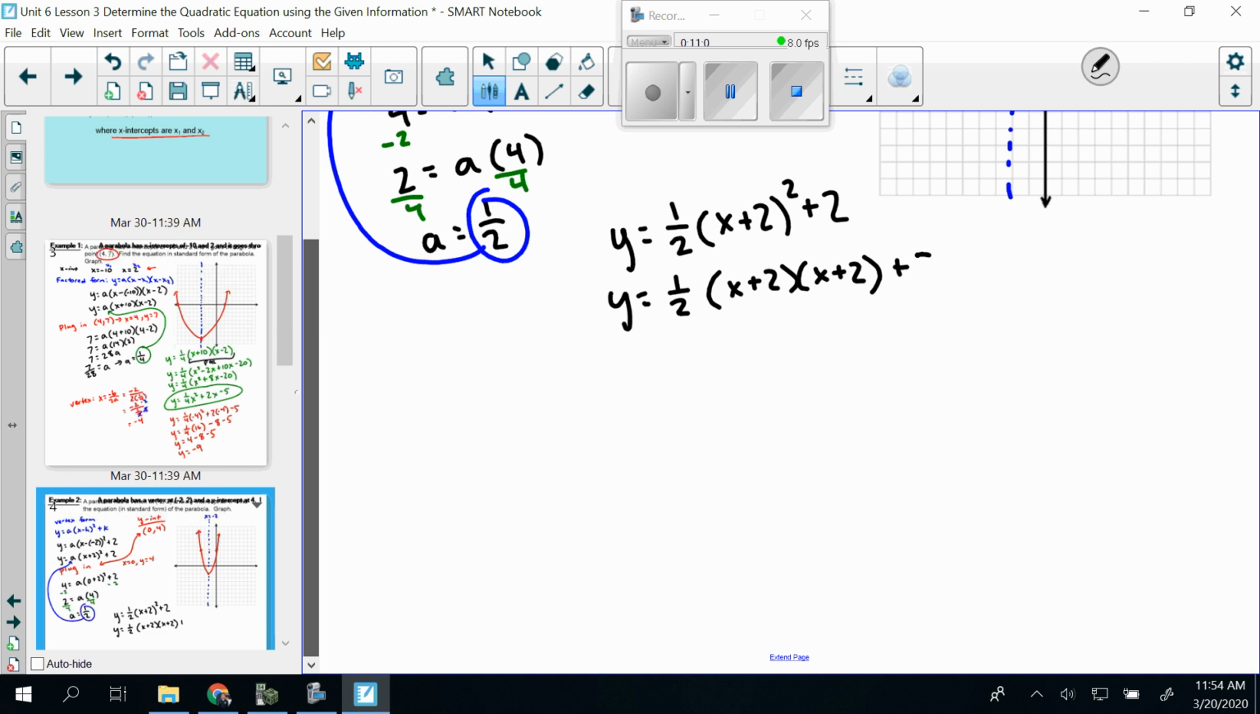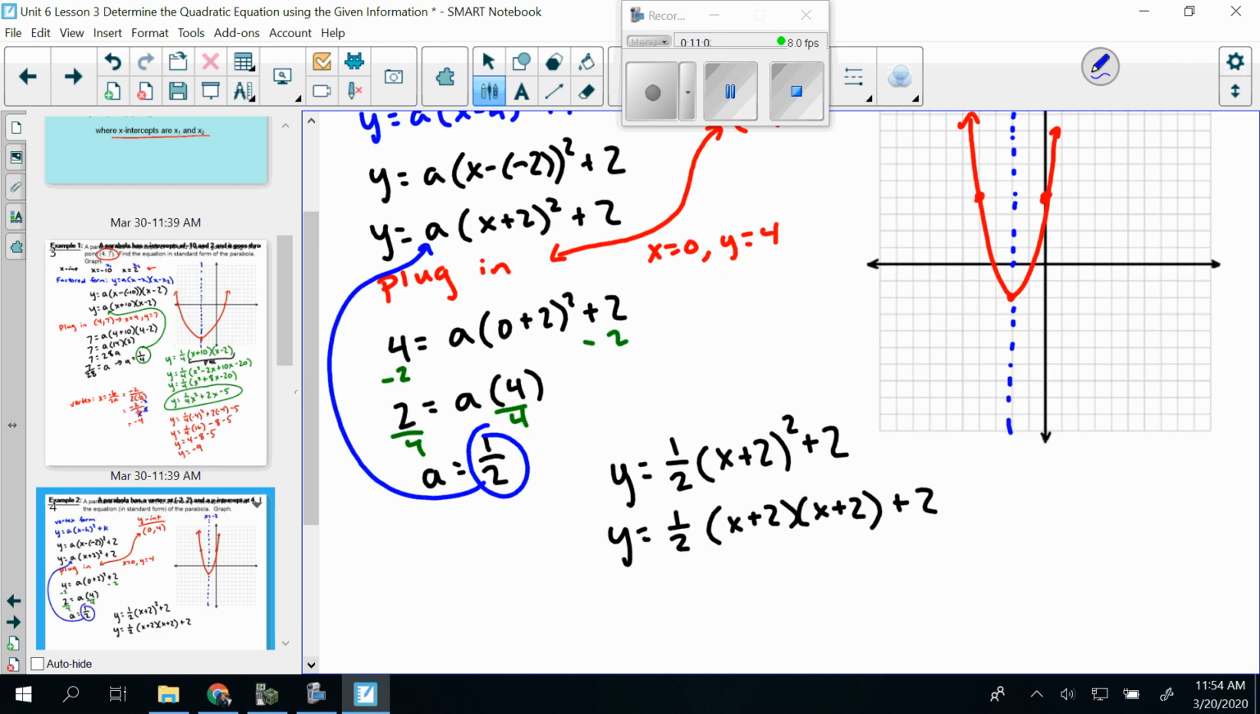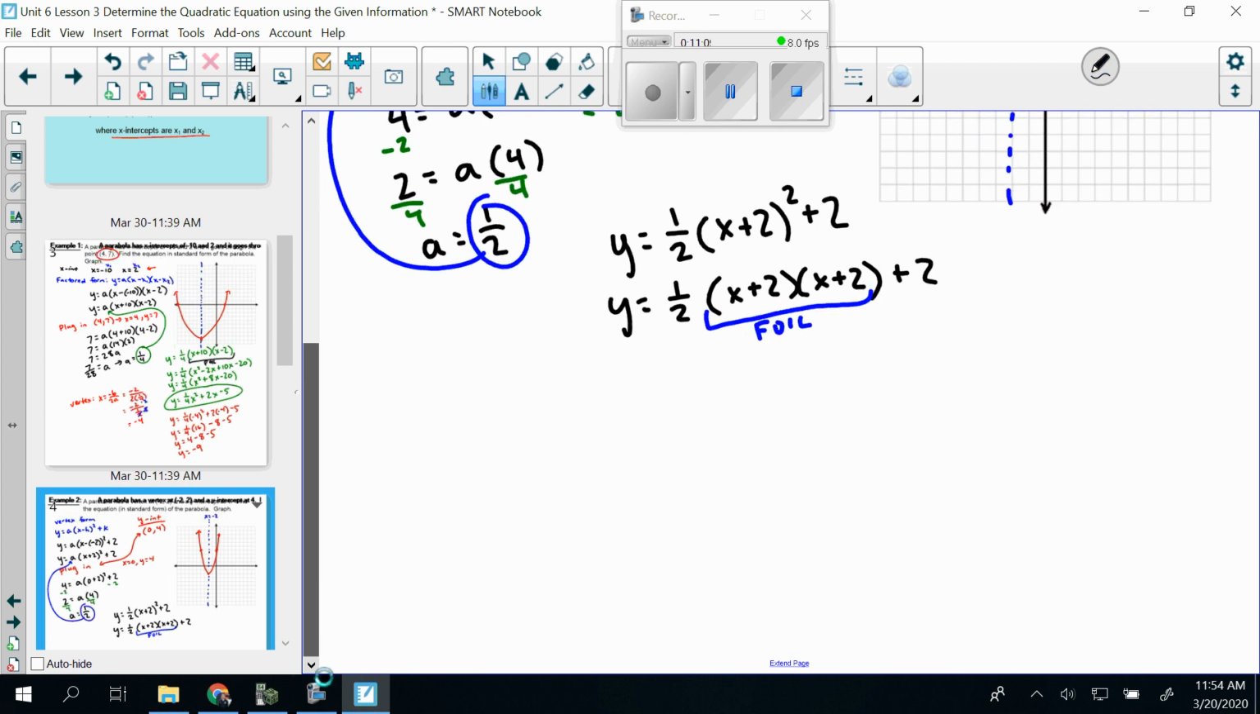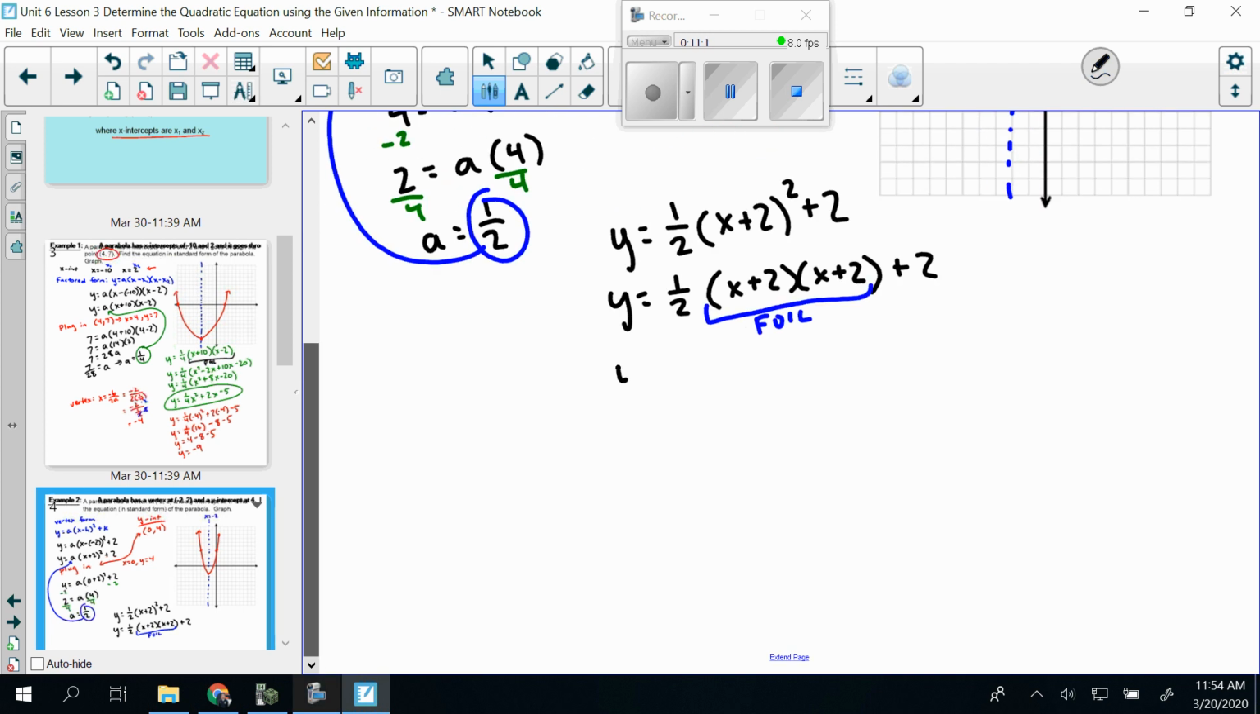So first thing we're going to want to do here, we're going to want to again FOIL or distribute and multiply that through. So what do we get if we were to do that? You get x times x is x squared. If you multiply the outside ones, you get 2x. If you multiply the inside ones, you get 2x. Together, that's 4x. And then 2 times 2 is 4, multiplying the last ones.